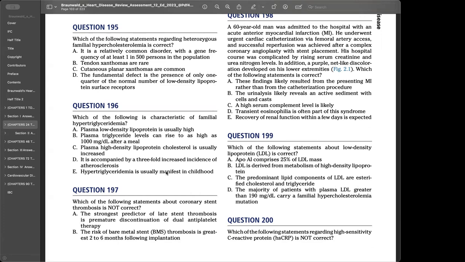For 196, which of the following is characteristic of familial hypertriglyceridemia? Option A, plasma low density lipoprotein is usually high. B, plasma triglyceride levels can rise to as high as 1000 milligrams per dL after a meal. C, plasma high density lipoprotein cholesterol is usually increased. D, it is accompanied by a threefold increased incidence of atherosclerosis. E, hypertriglyceridemia is usually manifest in childhood.